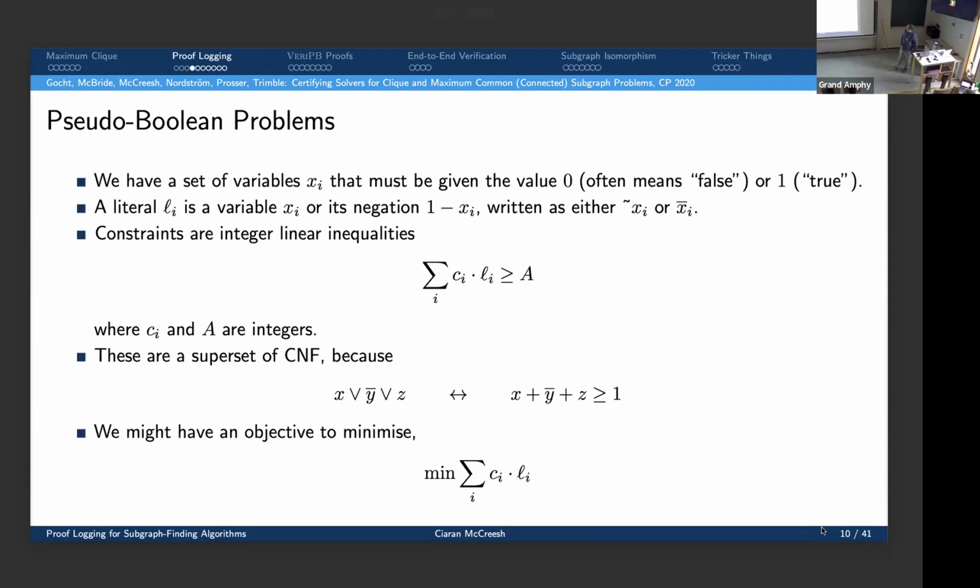I will go over this very quickly given the lack of time and that Jakob already told us. Pseudo-Boolean problems: we have 0, 1 variables. Variables can be negated, which is in the syntax. Constraints are integer linear inequalities.